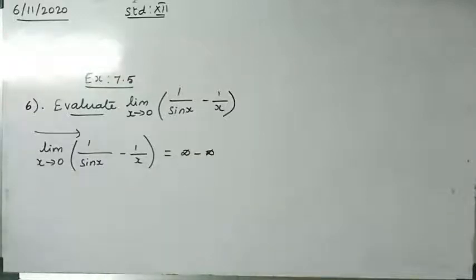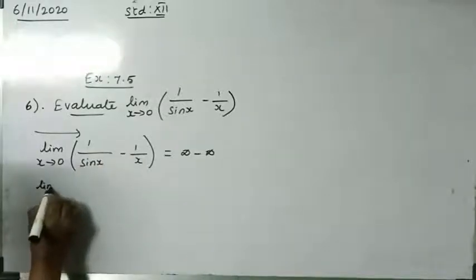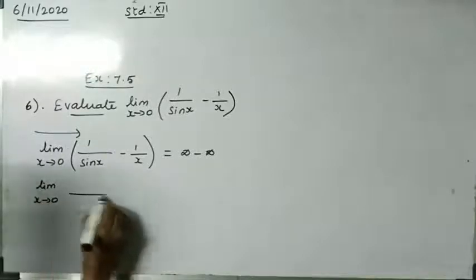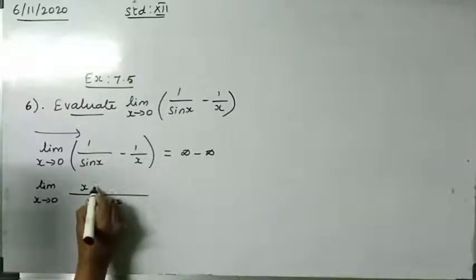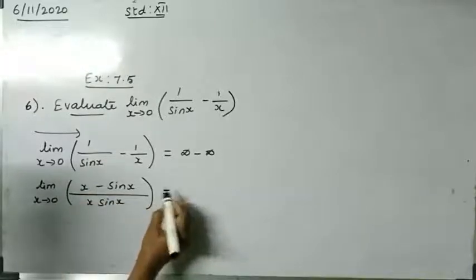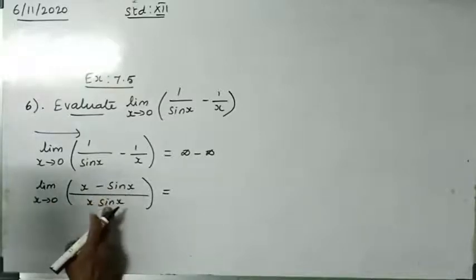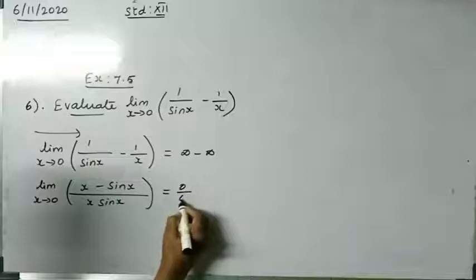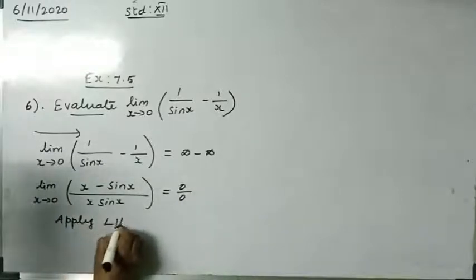So bring this into 0 by 0 or infinity by infinity form. So we want some small arrangements here. So limit x tends to 0. Take LCM. x into sin x is LCM. So cross multiply, x minus sin x. Now which is equal to, if I substitute 0 here, 0 minus 0 is 0. 0 into 0 is 0. So it is 0 by 0 form. So we can apply L'Hopital rule.